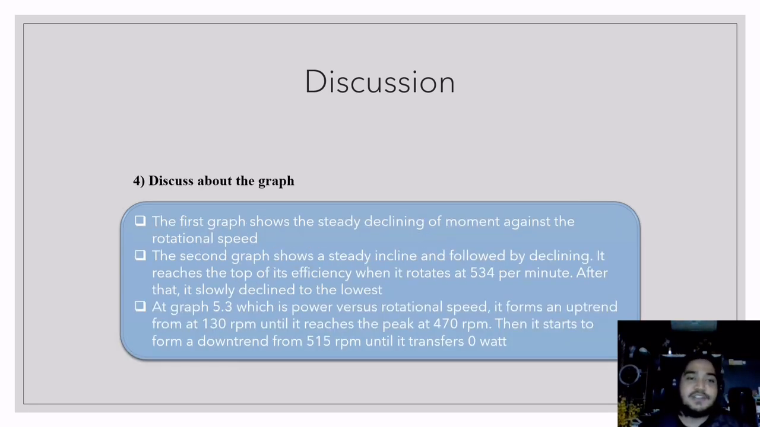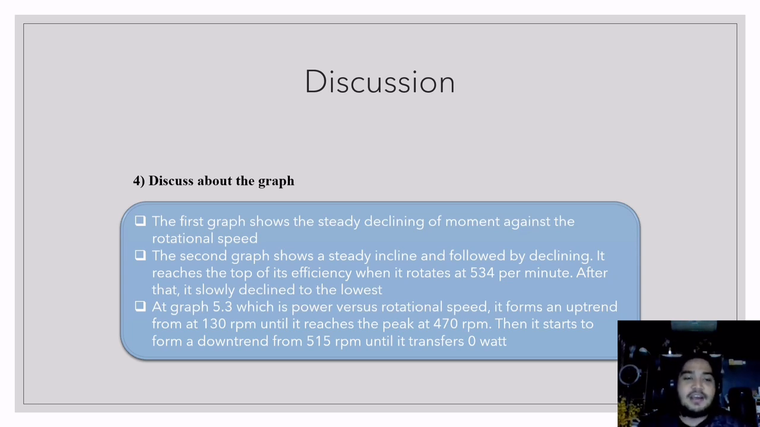Onwards to the next question, which is to discuss the graphs. There are three graphs based on the data given. The first graph shows a steady decline of moment against rotational speed from the first point until the end. The second graph shows a steady incline followed by a downtrend. It reaches the top efficiency when it rotates at 554 rotations per minute. After that, it slowly declines until it reaches the bottom.